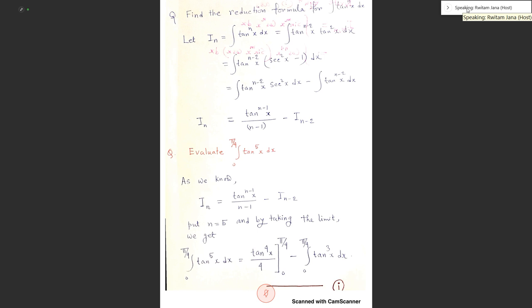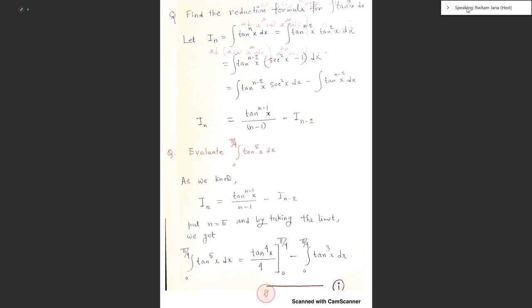what I taught was how to find the reduction formula for integration sine to the power n x dx or cos to the power n x dx. In my previous class, I shared and taught how to find the reduction formula for integration sine to the power n x and cos to the power n x. And in this class, I will talk about how to find the reduction formula for integration tan to the power n x dx.